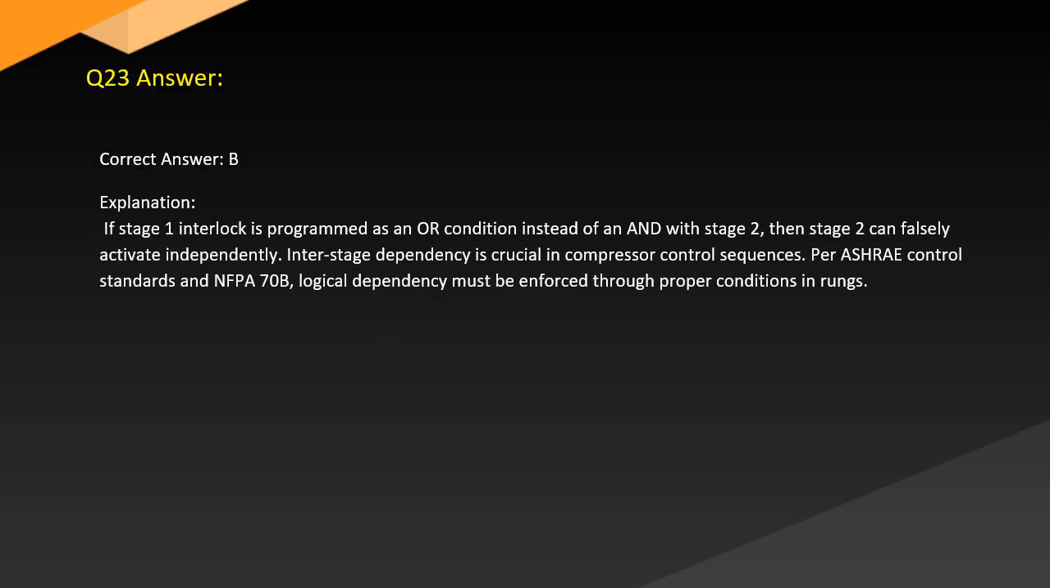Answer. Correct answer: B. Explanation. If the stage 1 interlock is programmed as an OR condition instead of an AND with stage 2, then stage 2 can falsely activate independently. Interstage dependency is crucial in compressor control sequences. Per ASHRAE control standards and NFPA 70, logical dependency must be enforced through proper AND conditions in rungs.